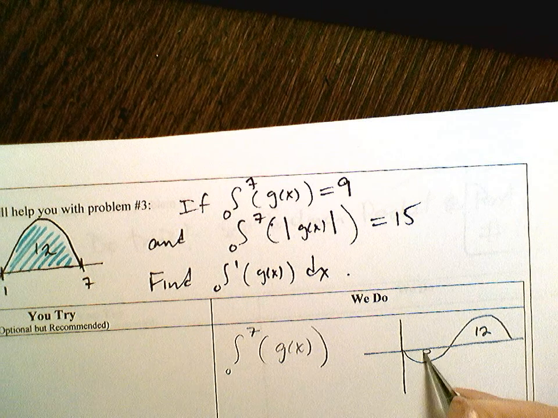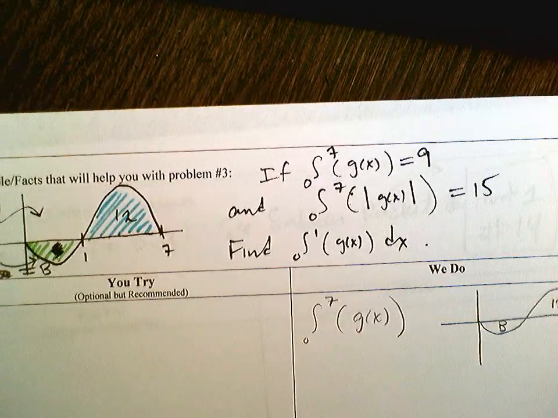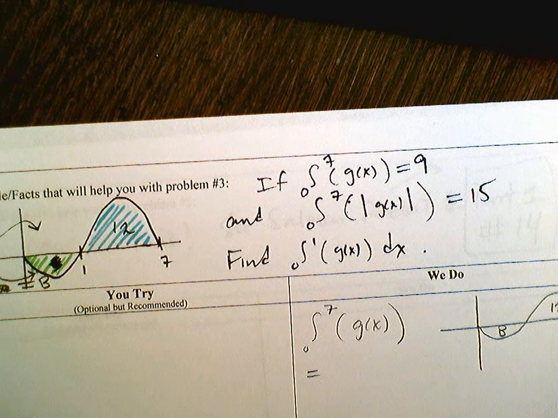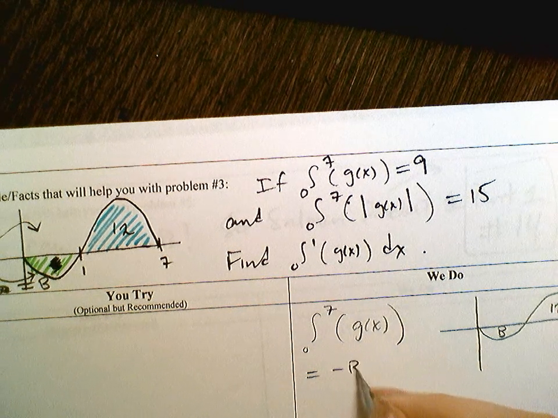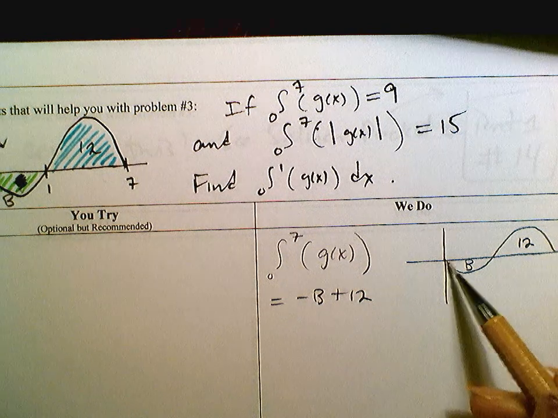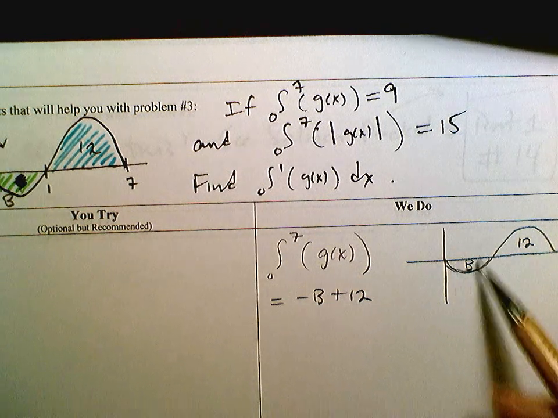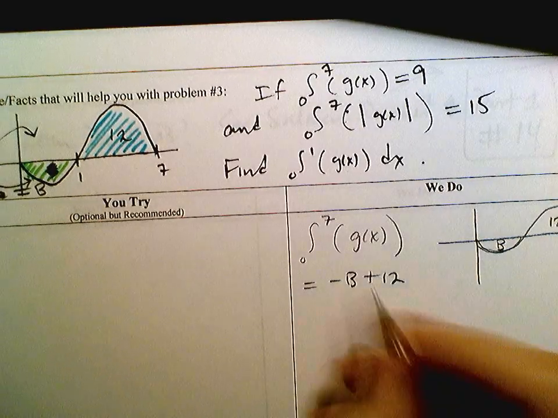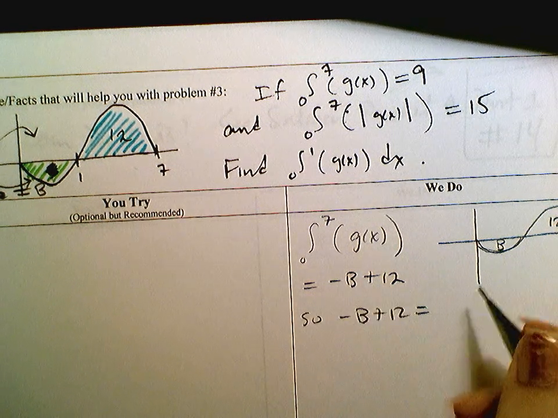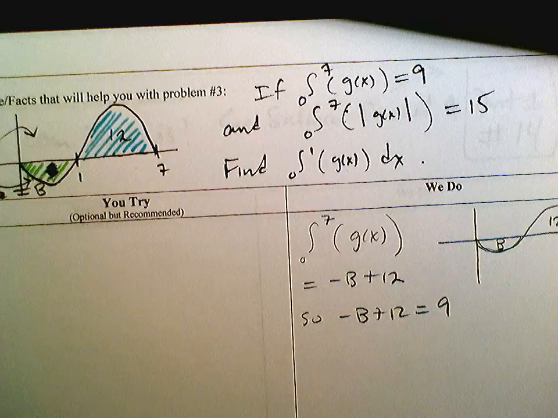Okay, so this is 12 and this is b. Then this is going to equal negative b plus 12. Let's say that b is already positive. So let's let b be the positive area. But because it's under the x-axis, I'm going to be subtracting it. So negative b plus 12 equals 9.